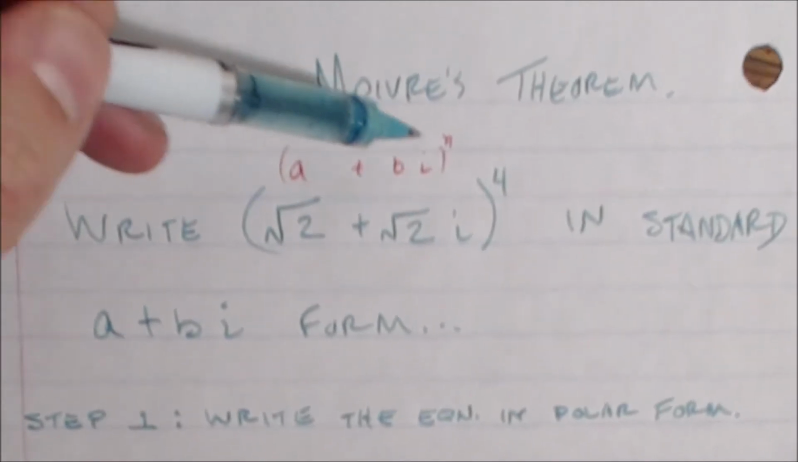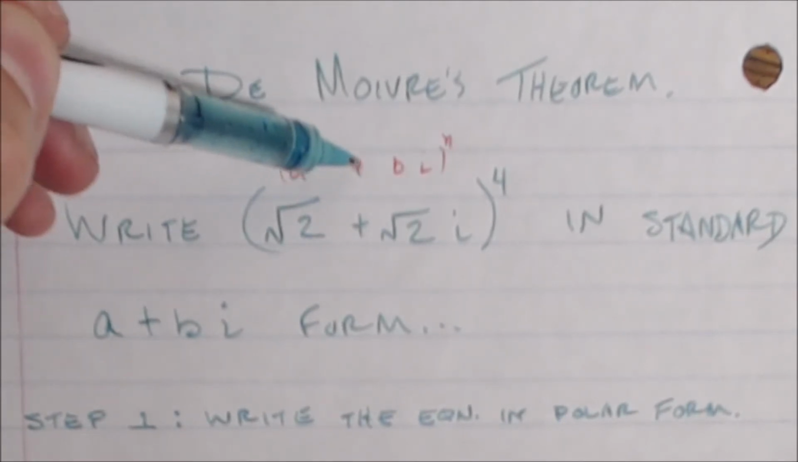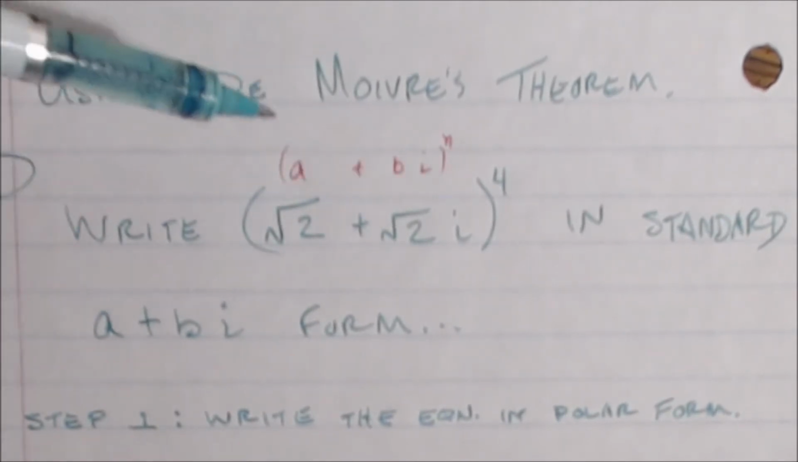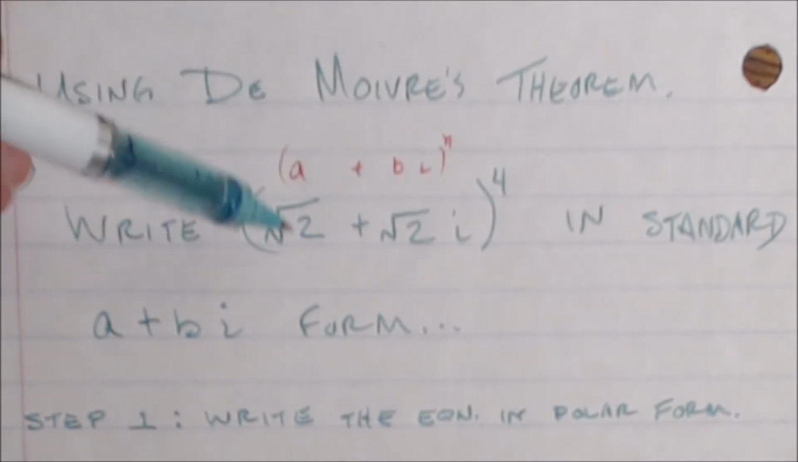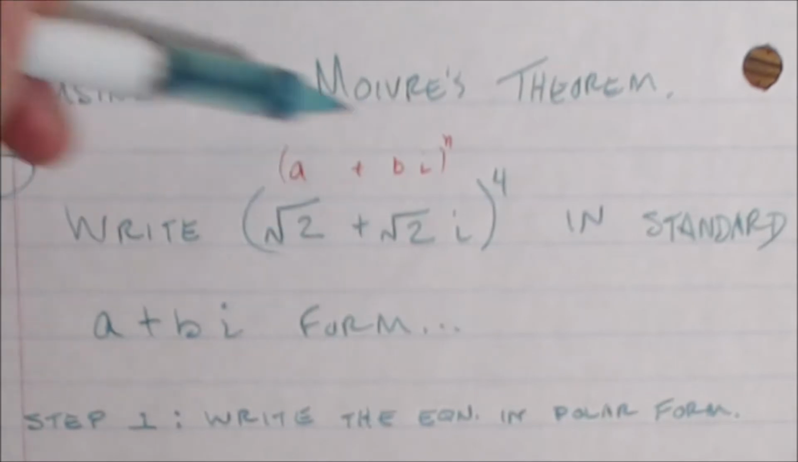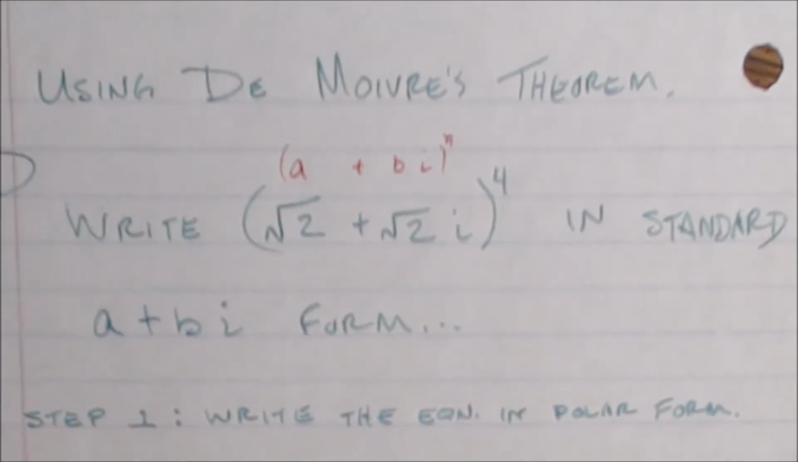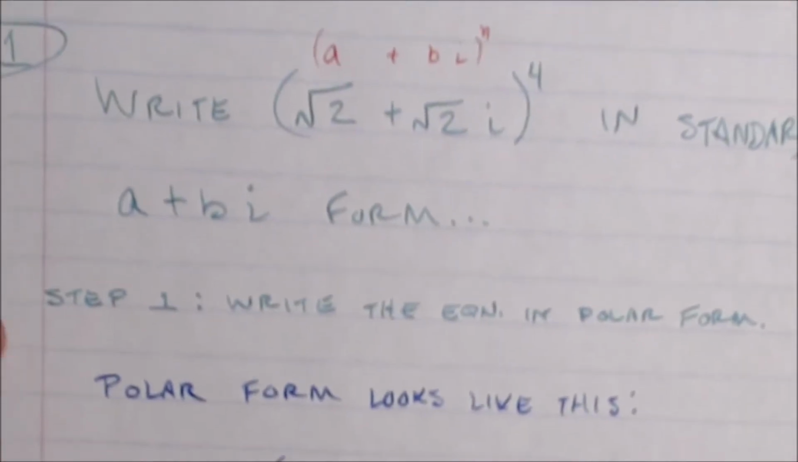I've got a plus bi form sort of explained up here. A is the number that does not have the complex number associated with it, and b is the number that is multiplied by that complex number. So in this case, our a is root 2 and our b is also root 2. It's kind of a special case. It's not really indicative of the types of problems you'll see, or rather, it doesn't say anything about them.